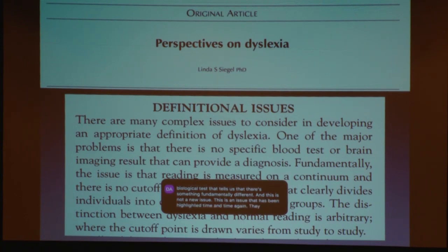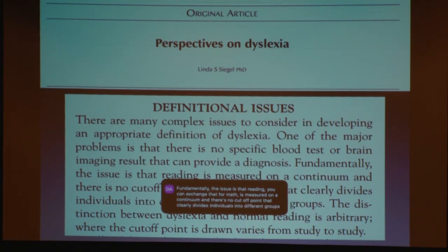This is a wonderful perspective published by the International Dyslexia Association by Linda Siegel, who says that there are many complex issues to consider in developing an appropriate definition of dyslexia. One of the major problems is that there's no specific blood test or brain imaging result that can provide a diagnosis. Fundamentally, the issue is that reading, you can exchange that for math, is measured on a continuum, and there's no cutoff point that clearly divides individuals into different groups.